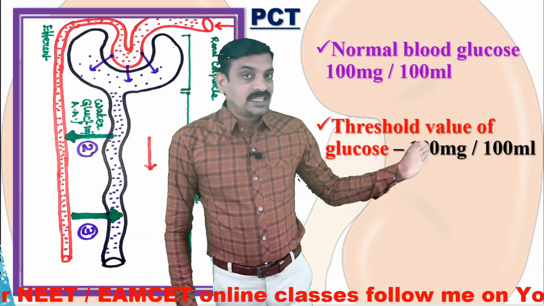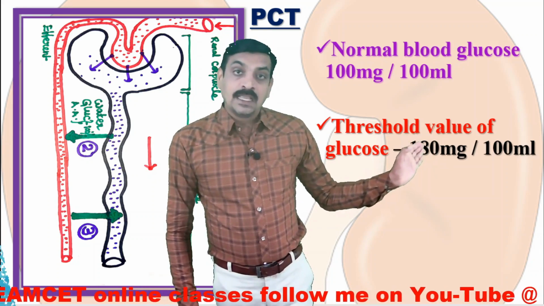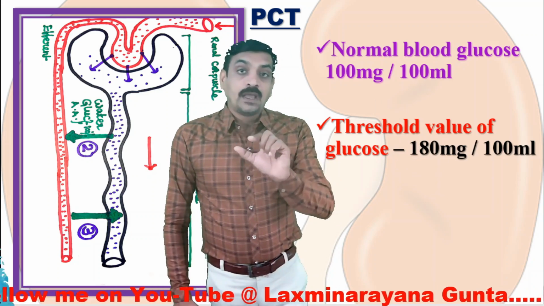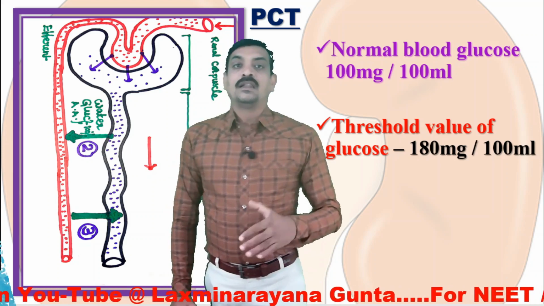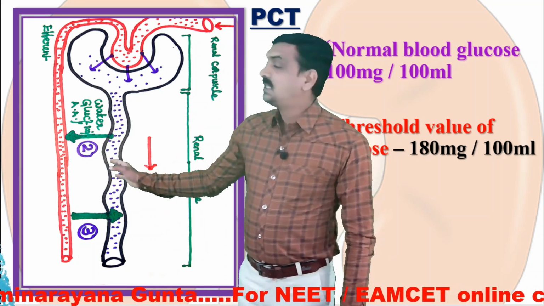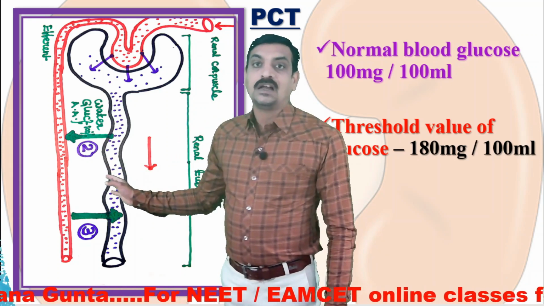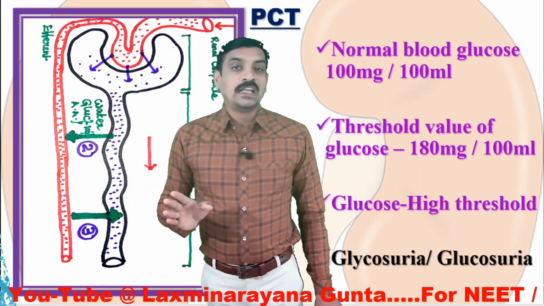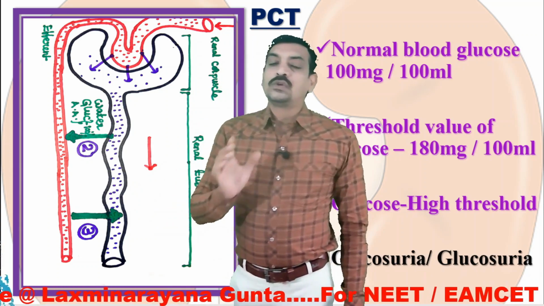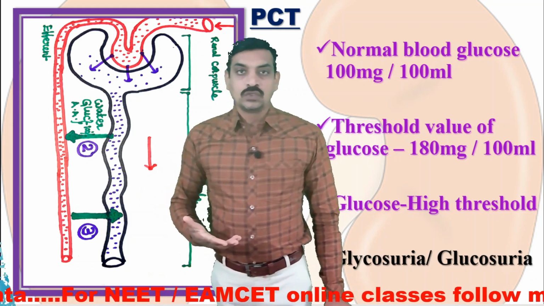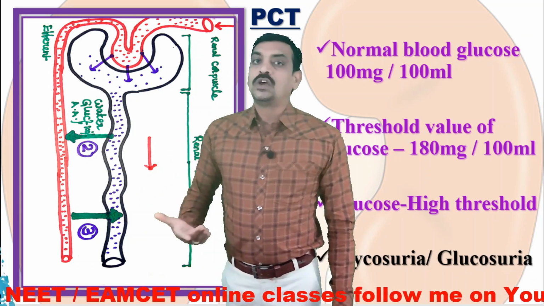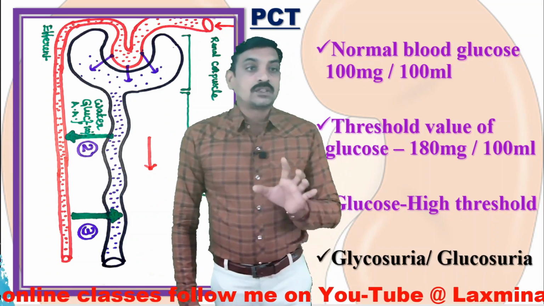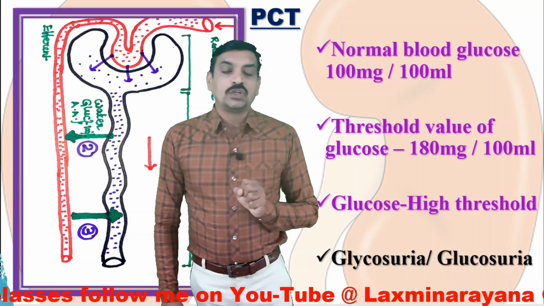If the blood contains more than 180 milligrams of glucose per 100 milliliters of blood, then automatically the kidneys excrete this glucose. Elimination of glucose, or excretion of glucose through our urine, is called glucosuria or glycosuria. And glucose is a high threshold substance.